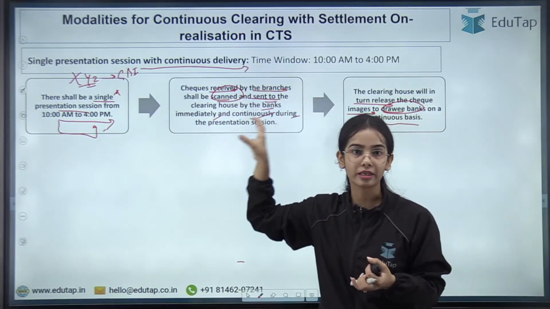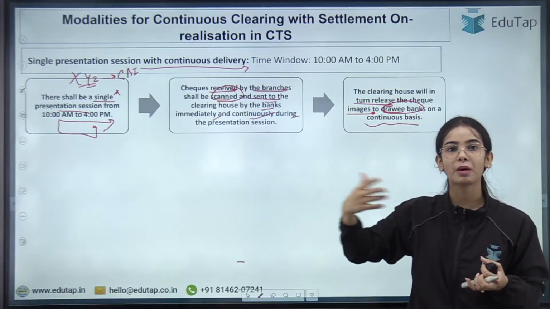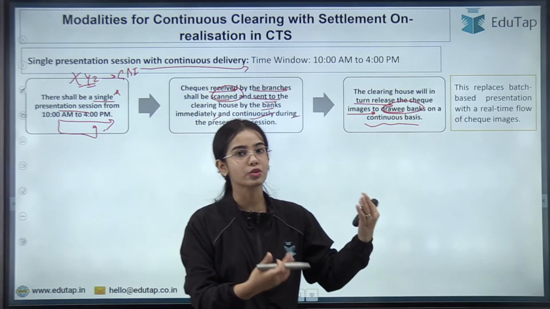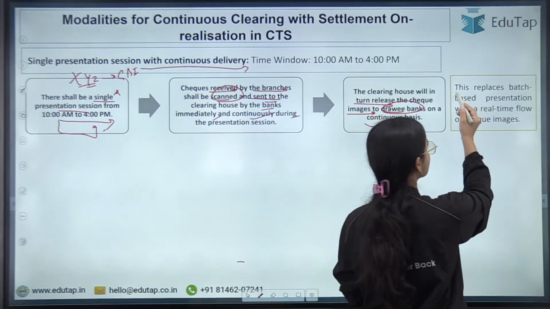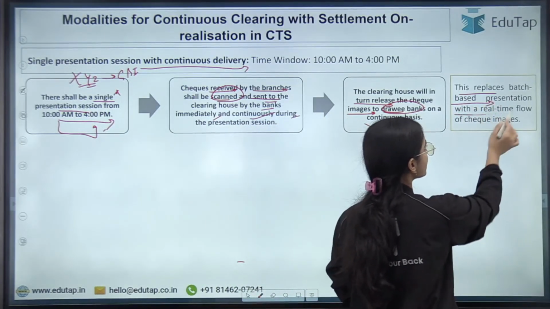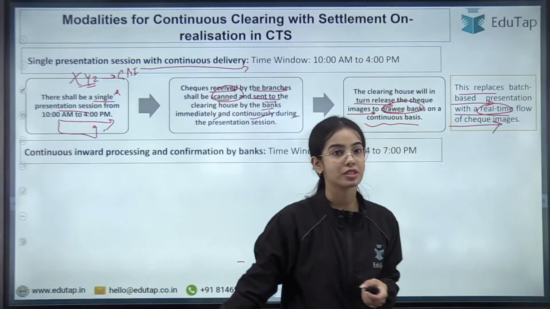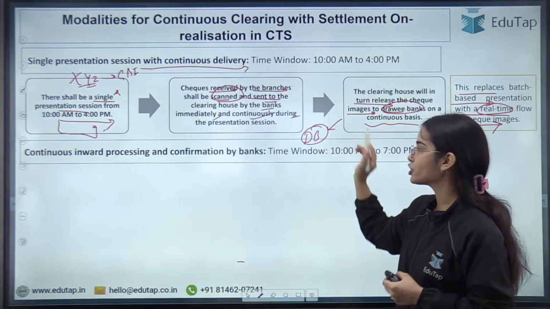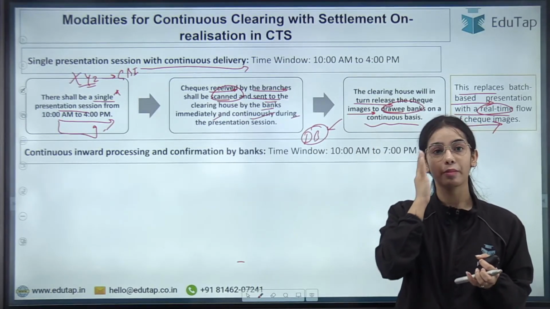It will be sent to the clearing house, and the clearing house will further pass on, after verifying the details, the details to the drawee bank. So this replaces the batch based presentation with the real time flow of check images. This is the idea. Now the drawee bank has received the check images and the MICR data.